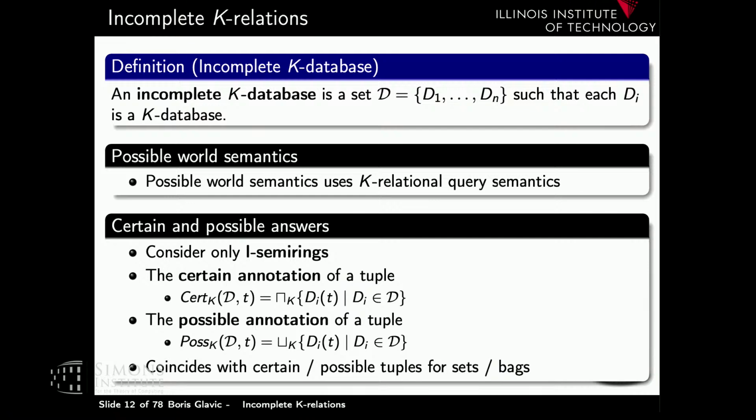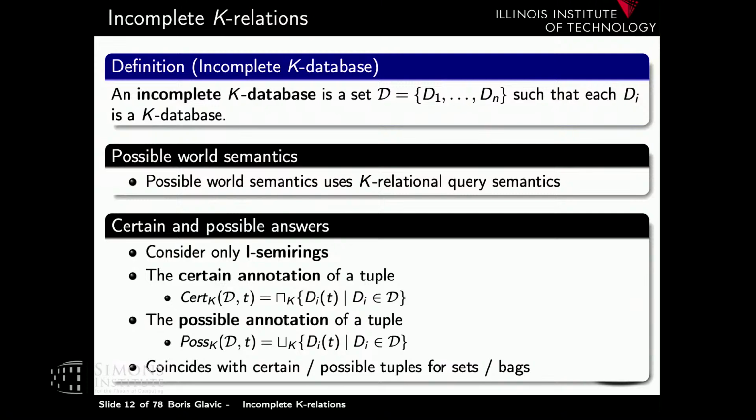Okay, so now let me lift incomplete databases to K-relations. That's trivial. It's still a set of instances, just that every instance happens to be a K-relation rather than a set database. So possible world semantics works out of the box, because we have a deterministic query evaluation semantics for semirings. We can just apply it here too. So that works. But what about certain and possible answers? That's not so clear.